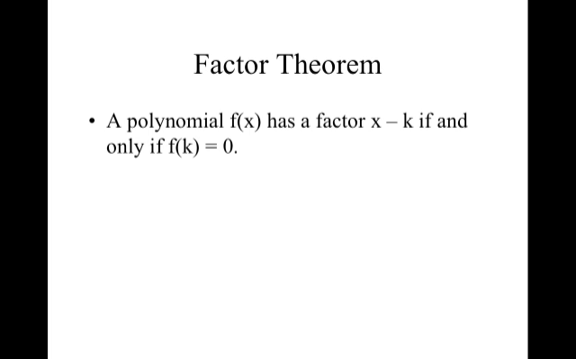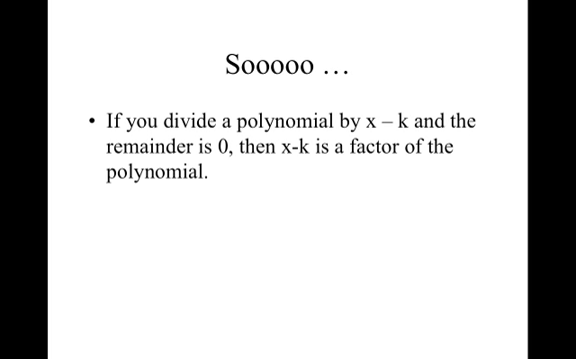Well, related to that is the factor theorem. A polynomial f of x has a factor of x minus k if and only if f of k equals 0. So if we end up with a remainder of 0, that means we started off with a factor, and that's a great thing to have. It also means that k is a 0 of our polynomial. So if you divide a polynomial by x minus k and the remainder is 0, then x minus k is a factor of the polynomial.